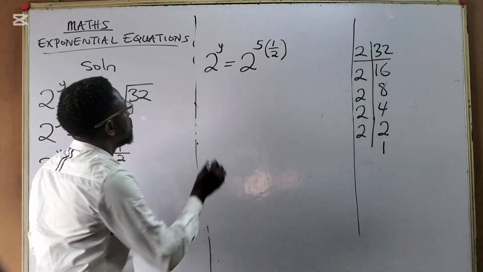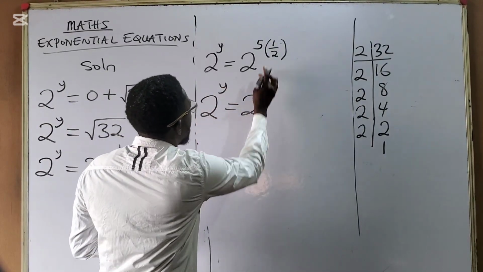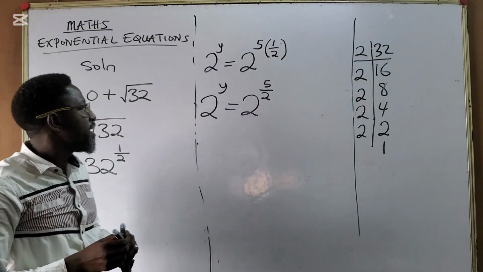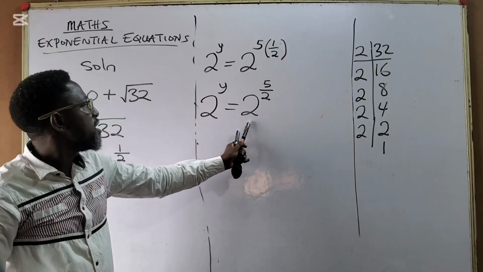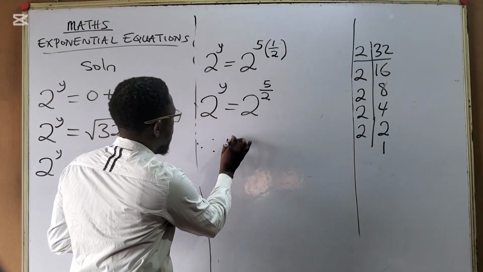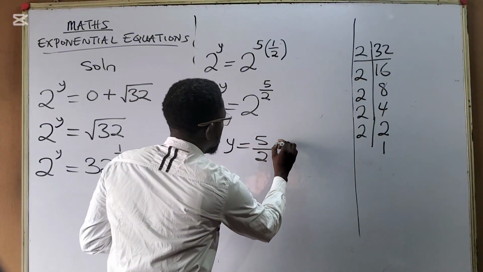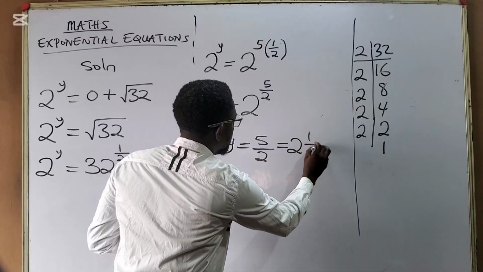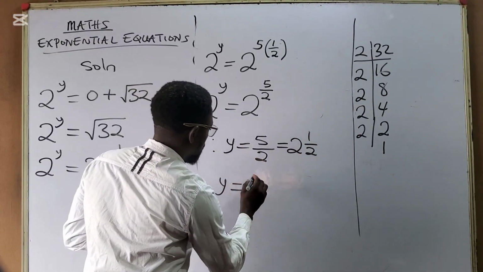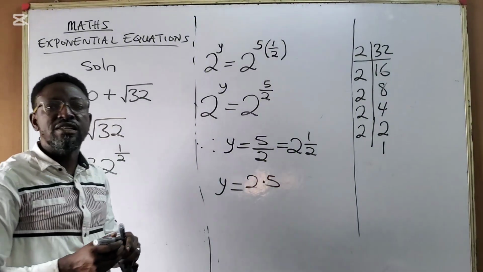So now the next thing I will do, I'll write this as 2 raised to the power y equals 2 raised to the power 5 times half, which is 5 over 2. So now again the bases are equal on both sides. And if the bases are equal on both sides, it means the powers are equal. Therefore, y equals 5 over 2. 5 over 2 is the same thing as 2 and 1 over 2. And if you like, you can write that as 2.5.